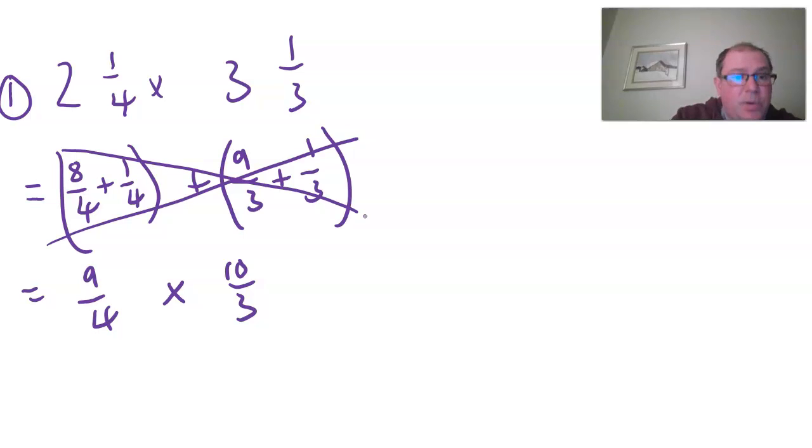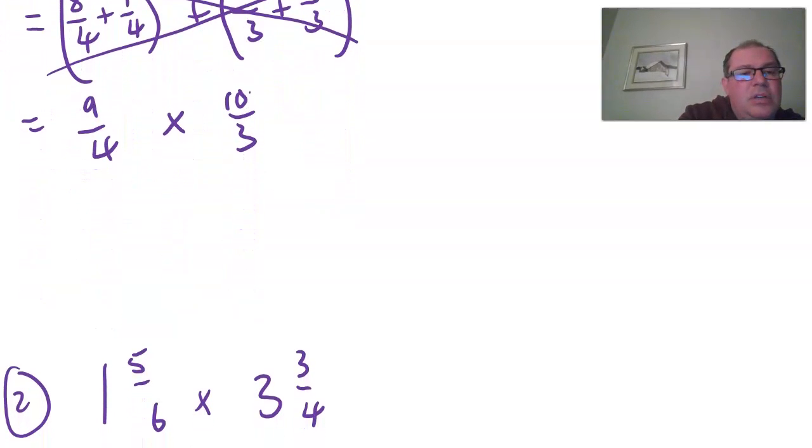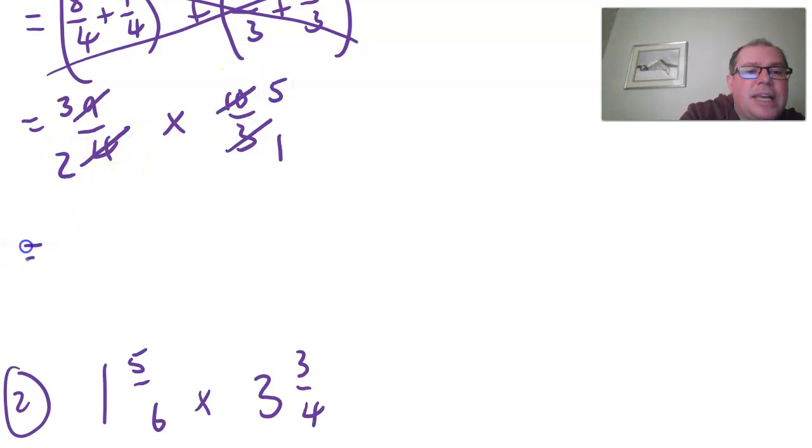You can always check it as well, because 4 into 9 goes twice, remainder 1, so you can see it's right. And 3 into 10 goes 3 times, remainder 1, still divided by the 3. So now you can just use the laws. I'm going to choose to cancel. So 9 over 3 is the same as 3 over 1. And 10 over 4, 2 goes into 10 5 times, and 2 goes into 4 twice. So you can cancel those to make your life easier. And so 3 times 5 on top is 15, and 2 times 1 on the bottom is 2.